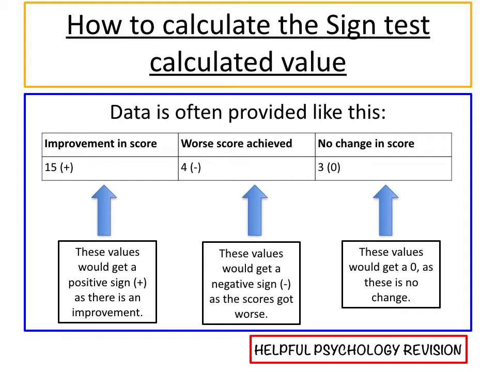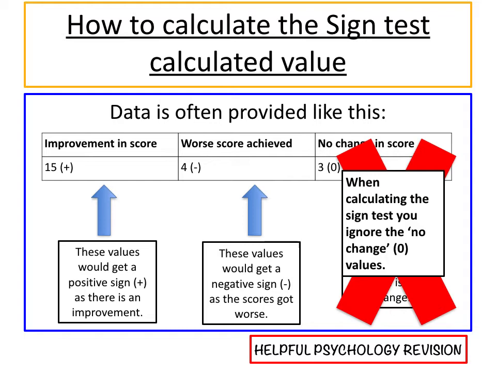To link this to the sign, you need to give the values positive and negative signs. So if people improve in score, then you would give this a positive sign because they have improved. If people's scores have got worse, you give this a negative sign, and if there's no change in score, then we give this a 0.